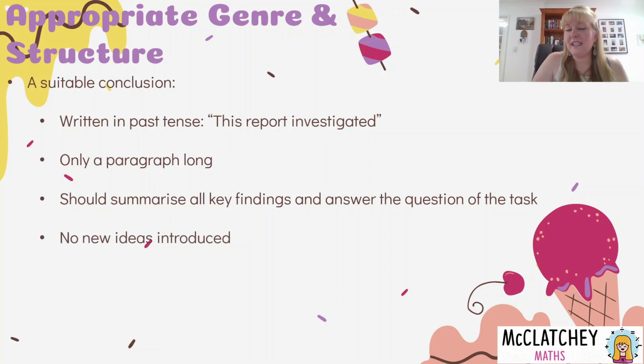You shouldn't be introducing any new ideas in that conclusion. It should just be a very brief summary. So someone should be able to read just the conclusion as well. If you asked an adult, can you read my conclusion and tell me what the assignment was about, they should be able to summarize that to you as well. And if they're on track, you know you're on track too.